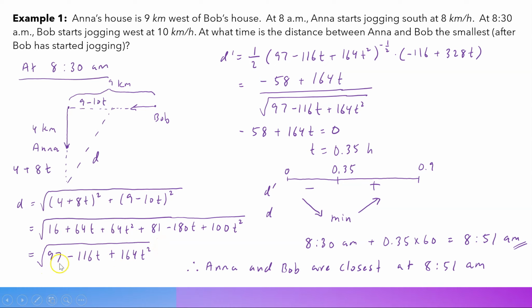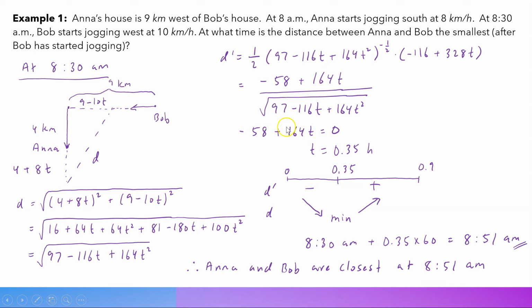And so from this point on, we're ready to take the derivative. So taking the derivative of the distance function, first I use the power rule here, as well as the chain rule. Simplifying this further, I end up with negative 58 plus 164t over the square root of 97 minus 116t plus 164t squared.